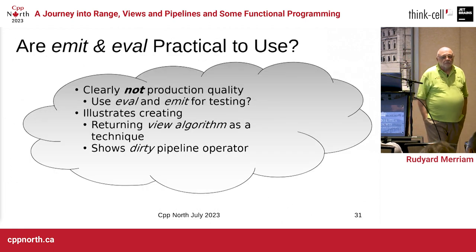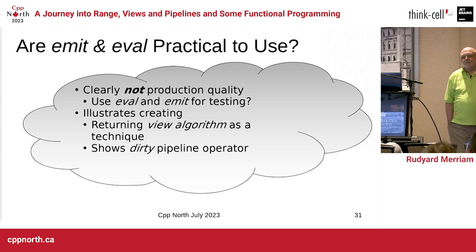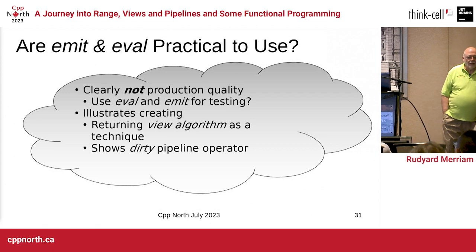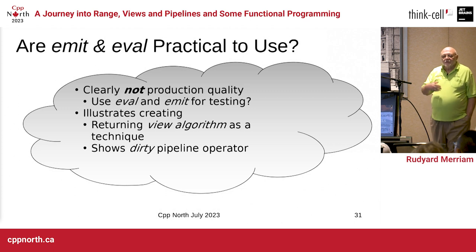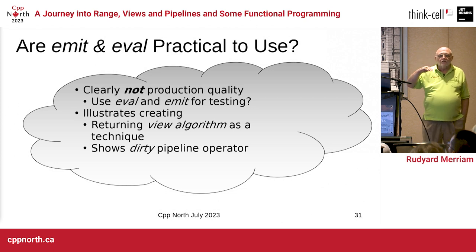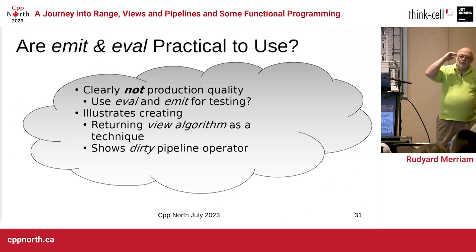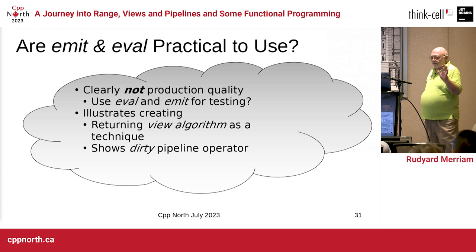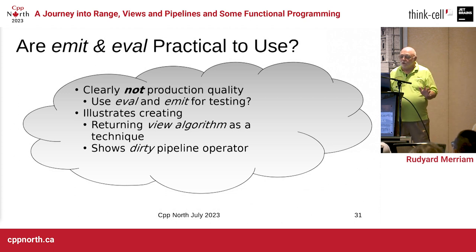Don't come back to me 2 years from now and tell me I've been using emit and eval and it's been working fine in production and somebody changed something and it broke. Don't use these, not in production. Maybe for debugging, maybe for testing, for playing around. It's more to illustrate what you might be able to do. These are not production quality. There's a whole raft of things you need to do to create a view, derive from a view base class, and other hoops to jump through, pipeline similarly, using concepts in there to make sure you're getting the right definition of what you want. These don't do any of those things, so don't use them.